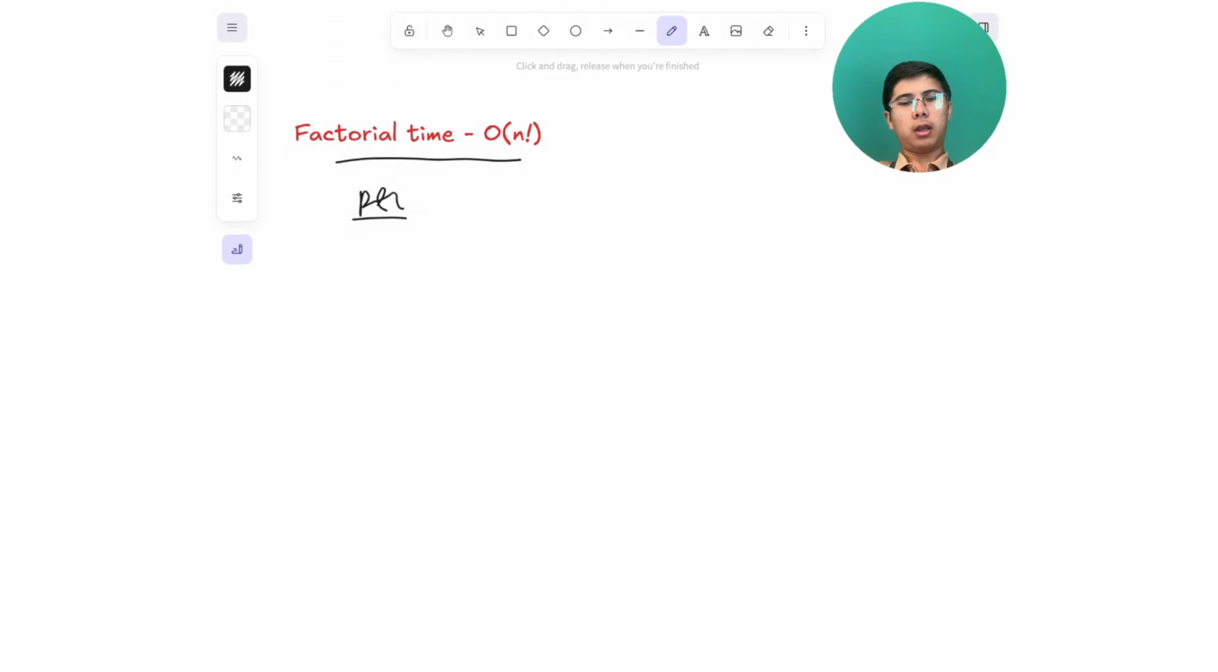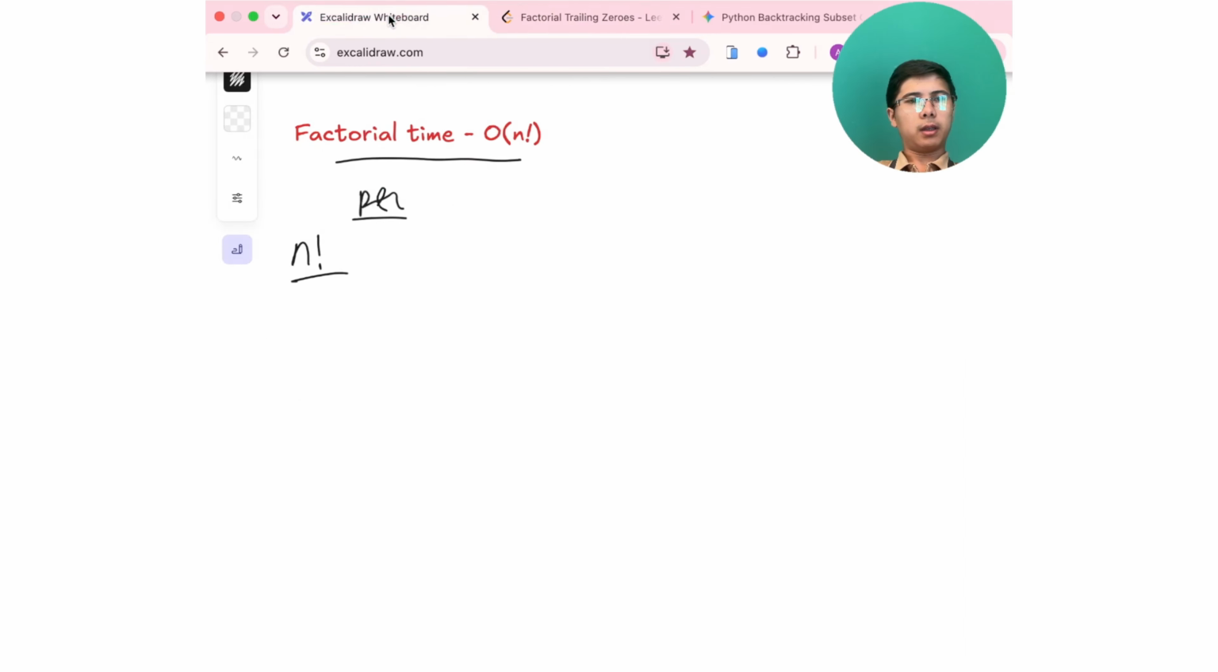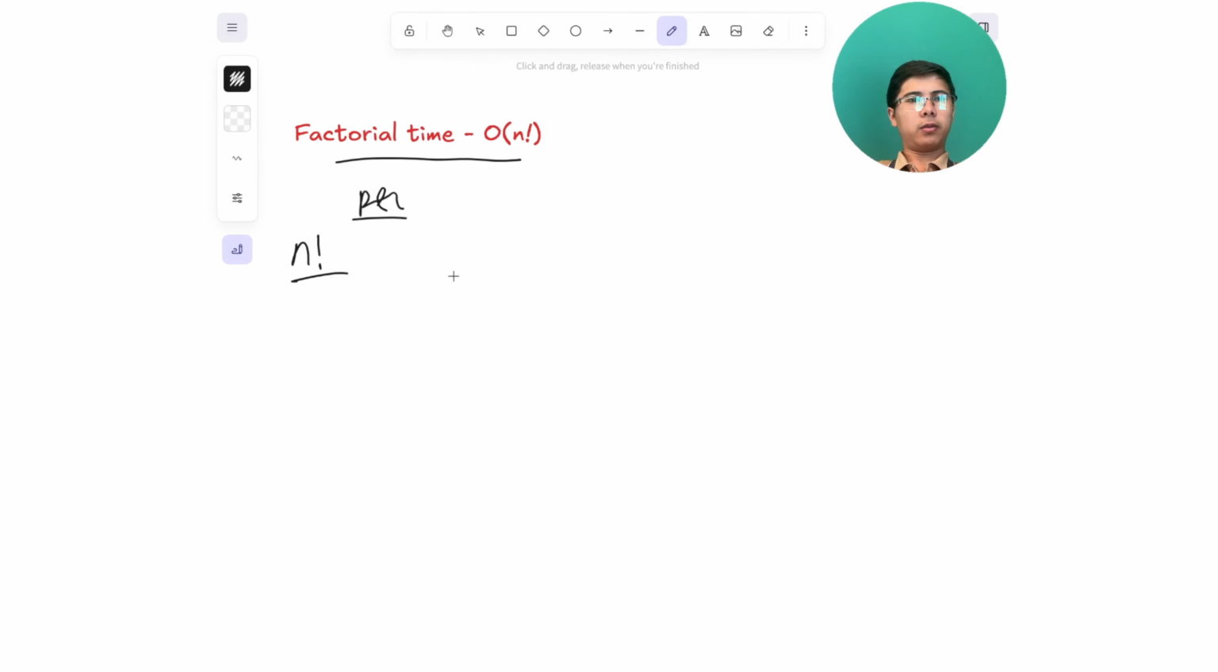So we can see a straightforward solution would be to first compute n factorial. However, the problem is only asking for the number of trailing zeros, not the factorial itself. For small values of n, calculating the factorial is not a problem, but for large values it can easily cause integer overflow and becomes unnecessarily expensive. That's why we don't have to calculate all of the multiplication of n factorial. We need to find a better solution.